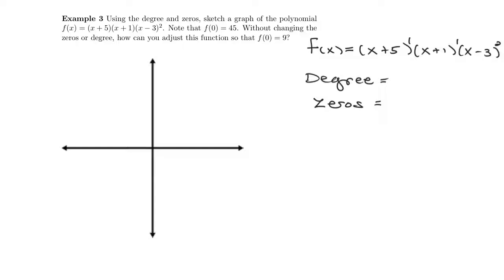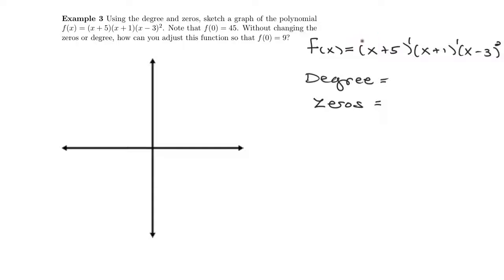And for the last example, again, same idea. I want to sketch a graph of this polynomial using the degrees and the zeros, but I threw in this other idea of how can we adjust this function so it takes on a particular y value at x equals 0. But we'll start the same way.